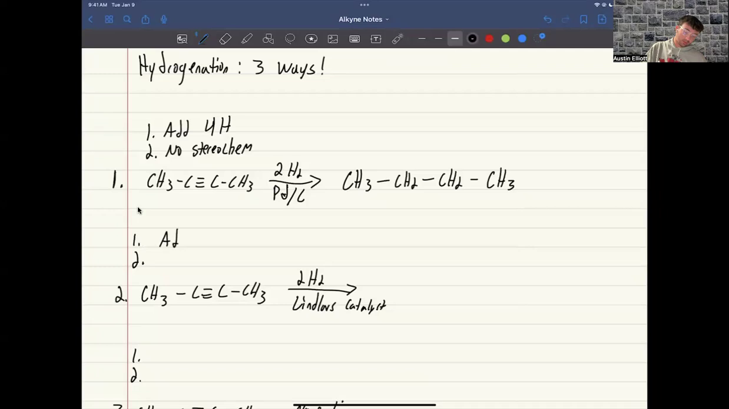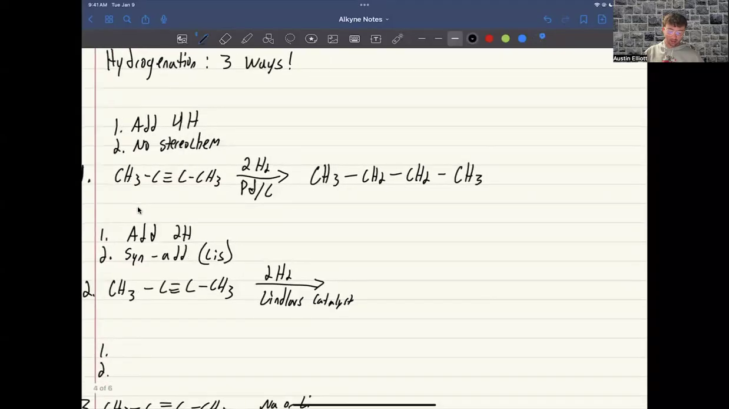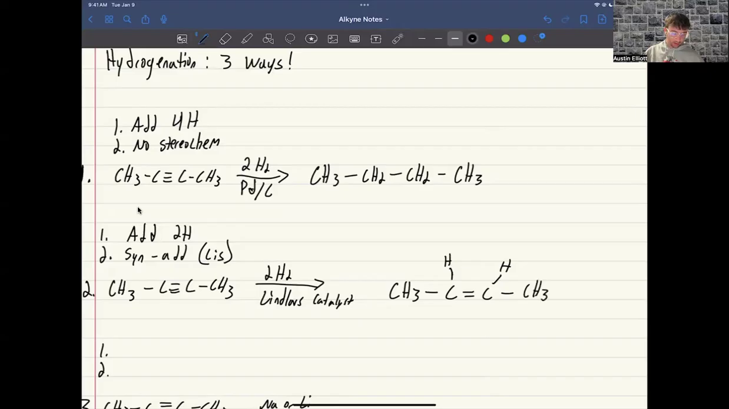This one adds two hydrogens instead of the four from above. It's not quite as strong of a reducing agent as H2 Pd/C. This one's a little bit weaker, but it does something special. It has syn addition, which means cis. So when we add our hydrogens, it's going to be CH3, C, and then H there. Keep the double bond, H there, and then CH3 like that.